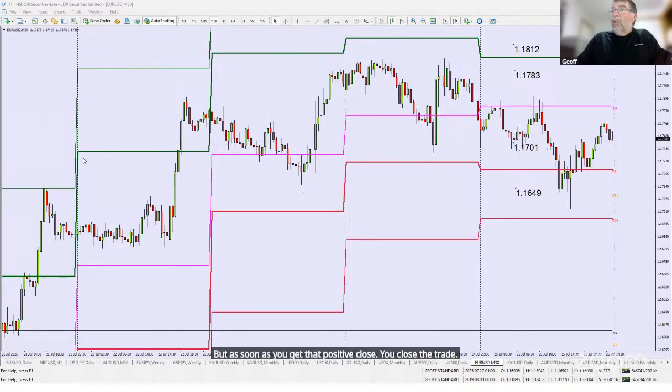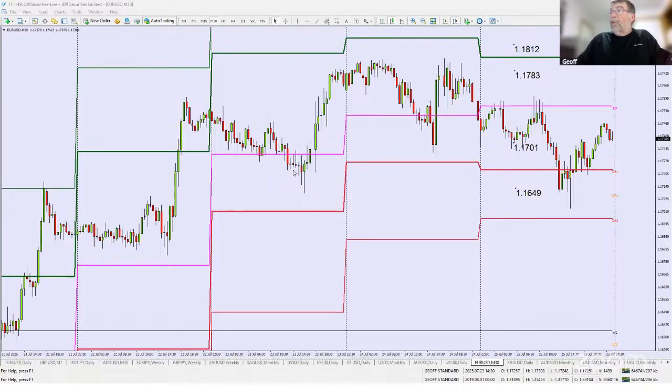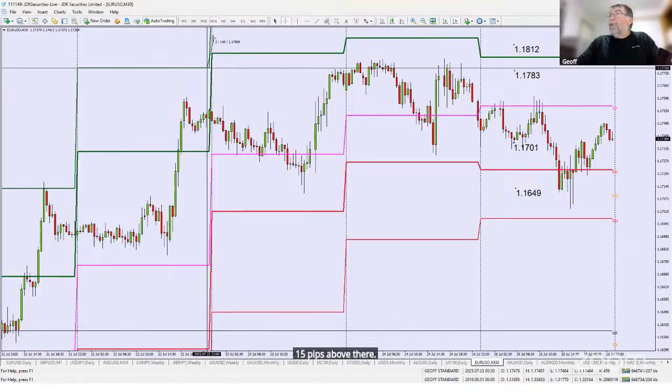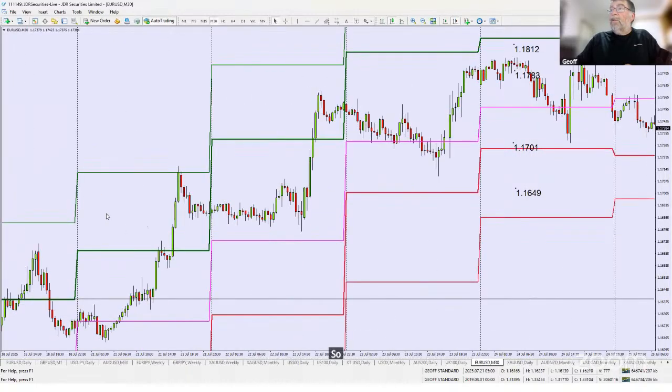Now here on last Monday, you would have entered the market here and you would have put your stop loss here. Now you didn't get a close positive until... you probably got taken out. I didn't trade this, so I don't know the answer. No, I don't think you would have. 15 pips above there is there, so the market never got there. So as soon as you got a positive close, which happened here on Friday, you would close the trade. So that's the way that works.